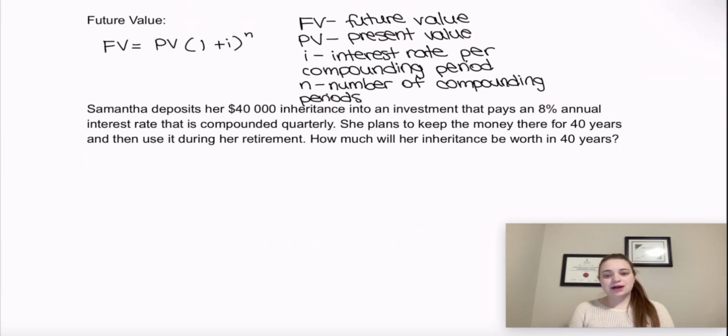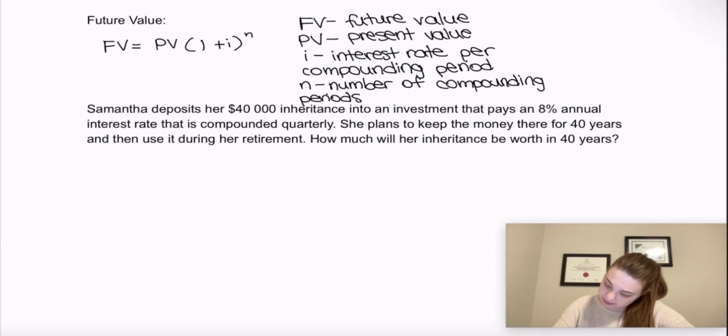Samantha deposits a $40,000 inheritance into an investment that pays 8% annual interest rate that's compounded quarterly. She plans to keep the money there for 40 years and use it during her retirement. How much will her inheritance be worth in 40 years? So, spoiler, it's going to be worth a lot in 40 years at an 8% annual interest rate compounded. This is going to be a pretty big number you guys can expect, especially compared to the fact that today she only has $40,000.